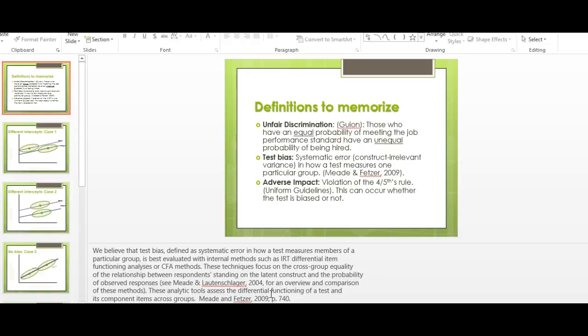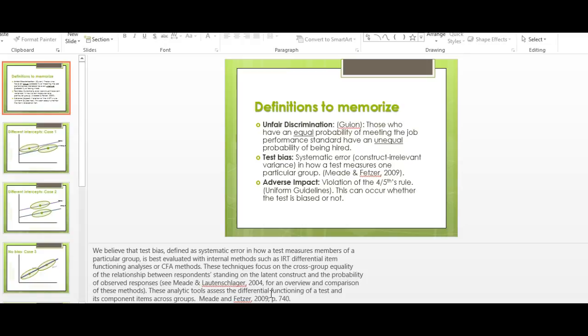Some of the common terminology that we use. First, remember unfair discrimination. Please memorize this. It's when we have people who have equal likelihood of doing well in a particular position have an unequal probability of being selected for the position. So this is something that, of course, as HR professionals, we are always working on and trying to avoid.